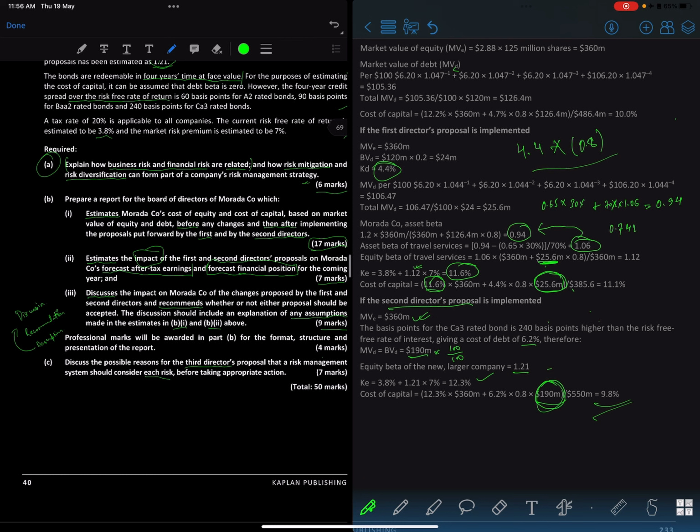0.742 plus 0.65 into 0.3, right? 0.195. So when we add that up, 0.742 and 0.195, 0.937. You see, in aggregate only, after you've multiplied it with the proportion, your asset beta was lower. Otherwise, if it were for only travel services, it would be higher than the overall company's asset beta.